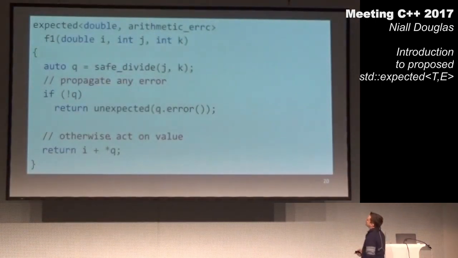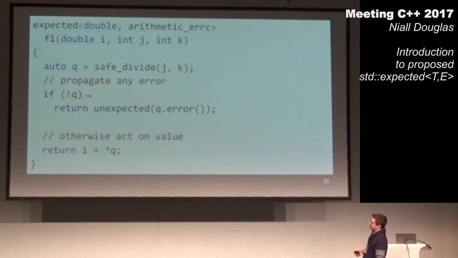So here's another use case. Assuming the function you just saw beforehand, we now have a new function called f1 that's returning a double and also has the same arithmetic error C. We have a double i, int j, int k, and what we're going to do is call the safe divide that we just saw beforehand. We're going to shove it into an auto, which is the expected int arithmetic error C.